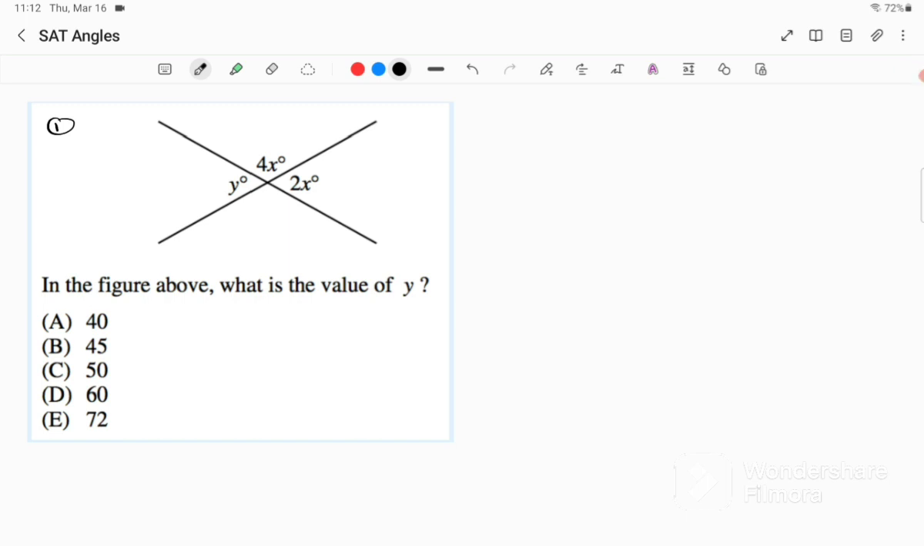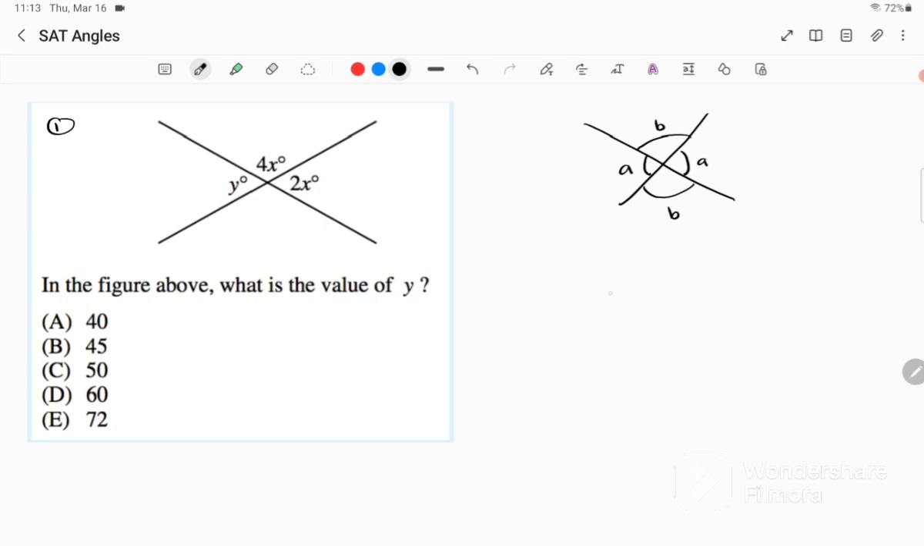In this video, we're going to go over some SAT questions that are related to angles, and there are three concepts that we need to know. First, opposite angles are equal. So if you have a figure like this, and if you have an angle A here, this angle is also going to be angle A. They're going to be the same because they're opposite. If this was B, this would also be B.